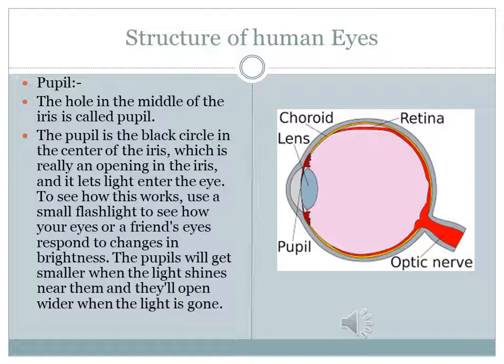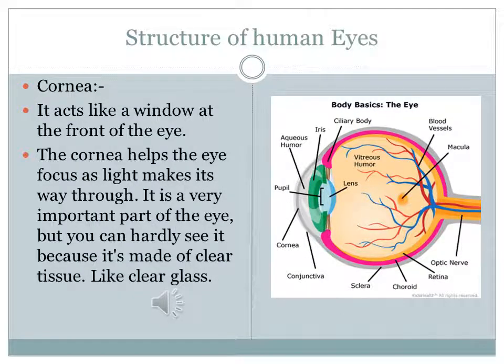To see how this works, use a small flashlight to see how your eyes or a friend's eyes respond to changes in brightness. The pupils will get smaller when the light shines near them and they'll open wider when the light is gone. Cornea: it acts like a window at the front of the eye.